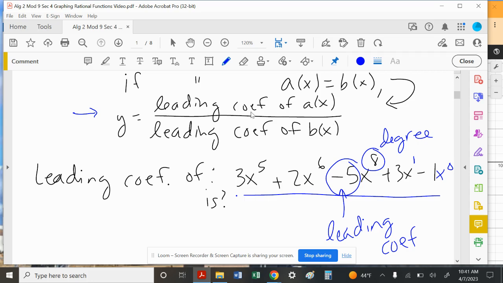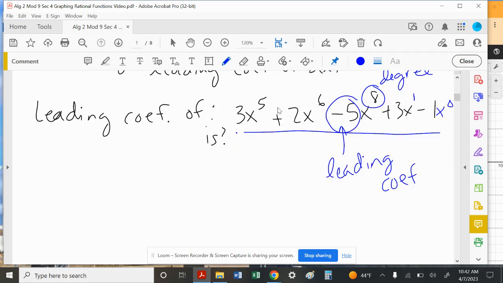We look at the leading coefficient of the numerator, the leading coefficient of the denominator. We divide those two numbers. As you can tell, it's probably going to end up being a fraction a lot of times. And then that's what our y equals, which means our horizontal line that goes across the graph. Okay, so those are two things.